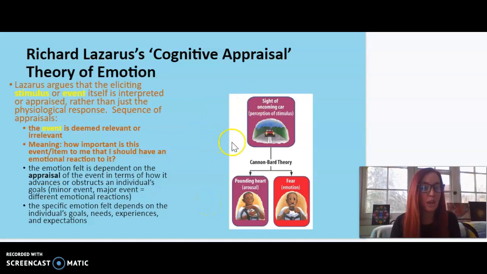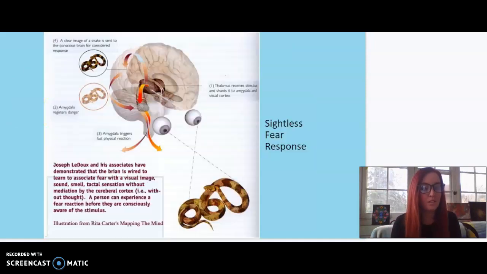But first, what we have to do is interpret the event itself. How important is this to us? What is our outcome going to be? Why do we care about it so much, right? Those are the questions that we have that will then lead us to feeling the different emotions.